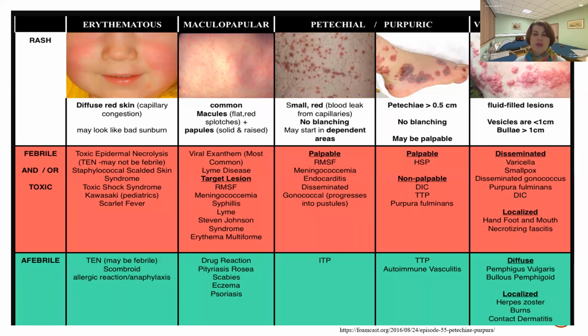So purpuric rash or petechia more than 0.4 centimeters, so it's bigger than a small petechial type of rash. They may be palpable, especially if they're caused by meningococcemia or different types of infectious purpuras. They are bigger. They can have necrosis in the center. They are not small and they are usually palpable.